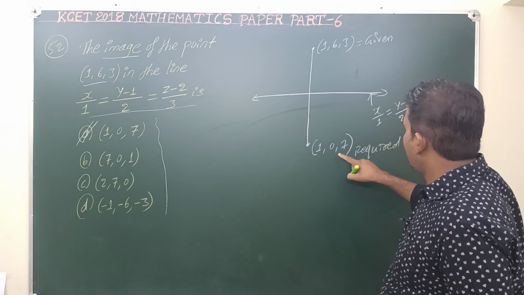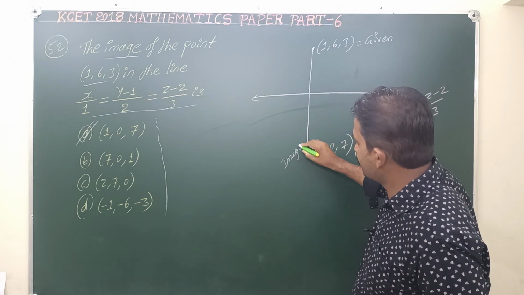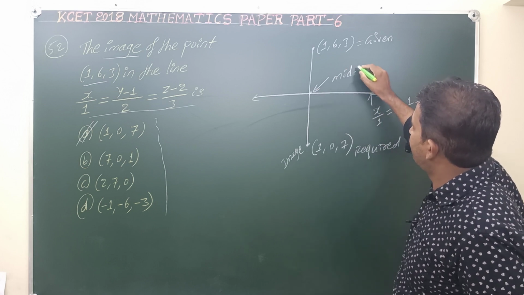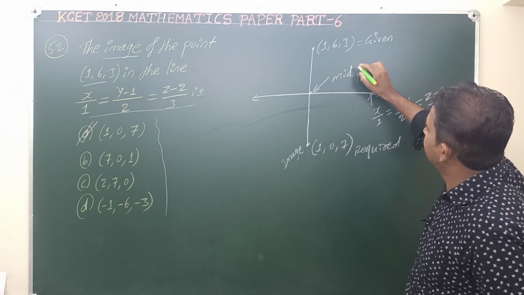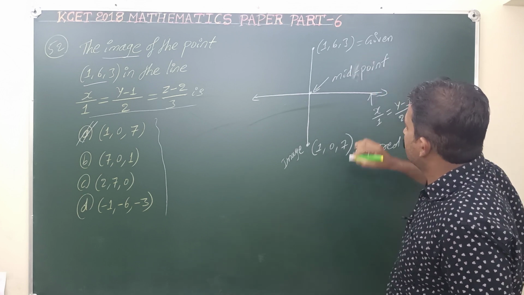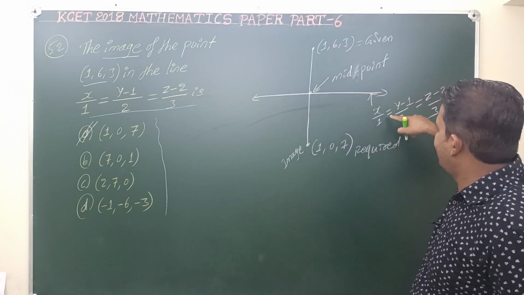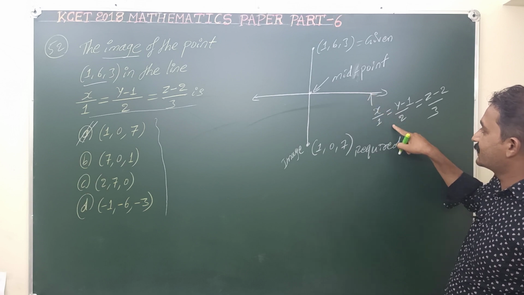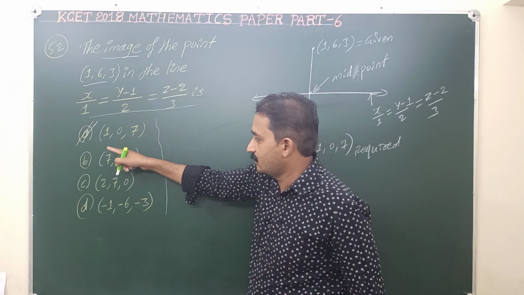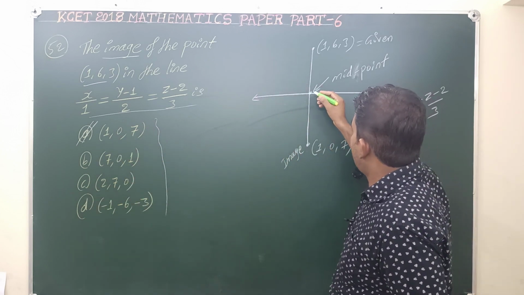If this required point is the image of this given point, then the midpoint must lie on the line. So using the midpoint rule, find the midpoint. This midpoint lies on the line, so the midpoint satisfies the line equation. So this is the correct option. Otherwise, check option B, option C, option D if option A is wrong. But in this case option A is correct.